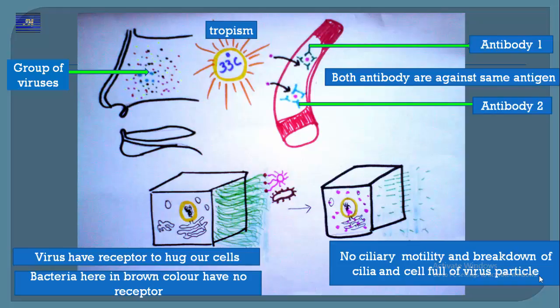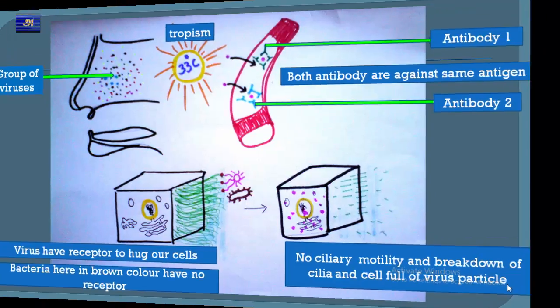Finally, in this picture you might have noticed that the cilia have been disintegrated. These are all the actions of viruses. So there is no ciliary motility hereafter, and there is no brake because of the breakdown of cilia. The cell is full of virus particles. The cell becomes the factory of virus particles now.